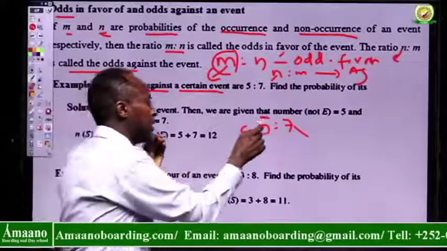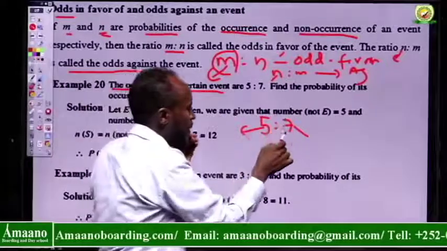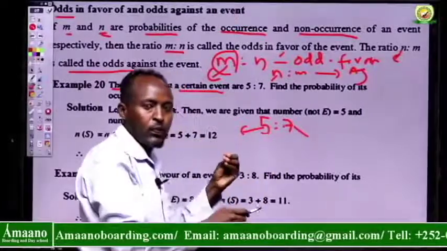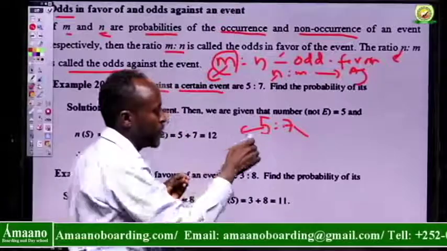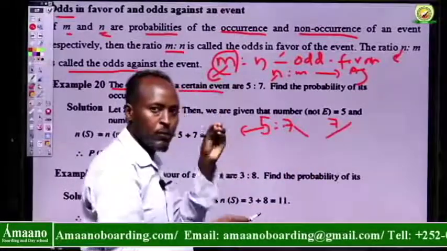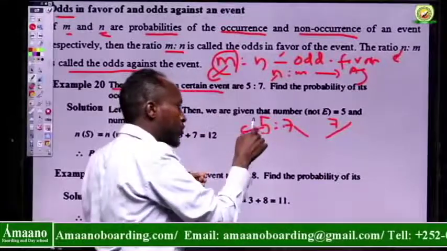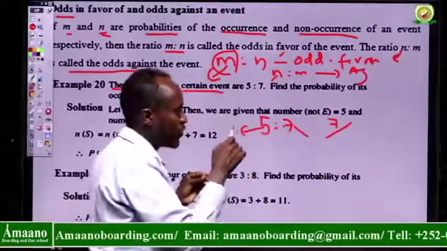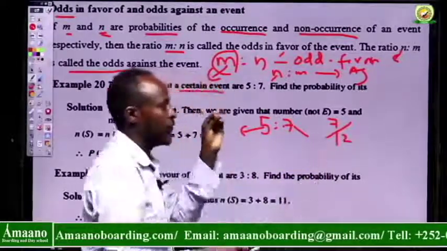Look, this is the number of ways that this event cannot occur, and this is the number of ways that our event can occur. Therefore, we are asked to find the probability that this event occurs. It will be the number of times our event will occur divided by the total possible outcomes. Total possible outcomes comes from not occurring plus occurring events: 5 plus 7, it is 12. That's the probability that this event will occur.